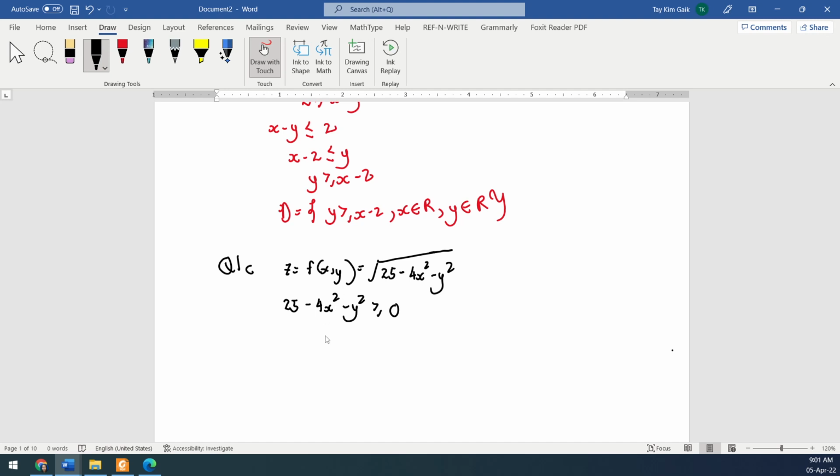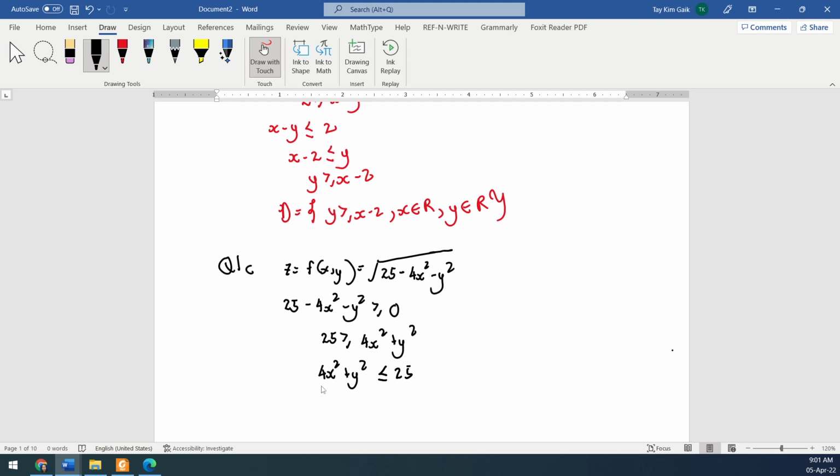Okay, and then you will have 25 greater than or equal to, negative bring to the other side, so it becomes 4x squared plus y squared. We would like the variable on the left side, so if you turn it, 25 greater than or equal to 4x squared plus y squared, or another way, 4x squared plus y squared less than or equal to 25. Let me stop here because it's a nice form.